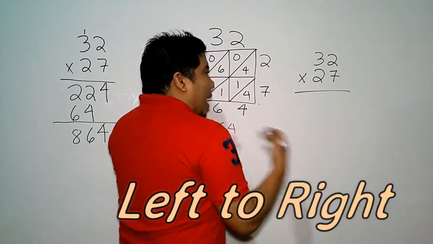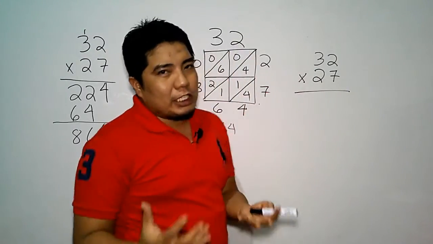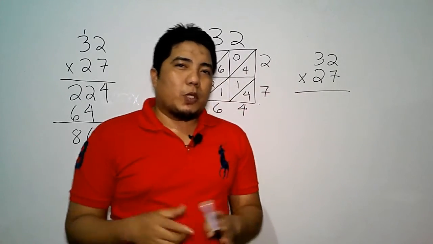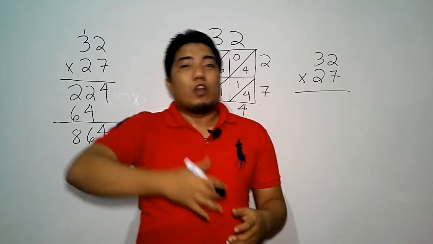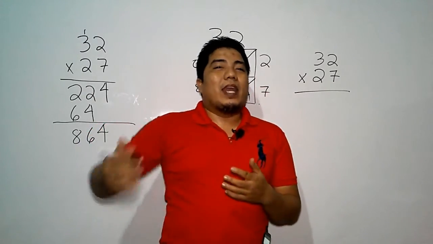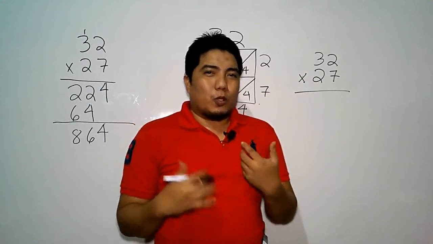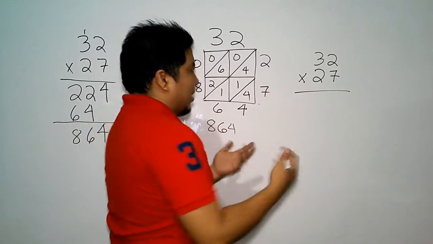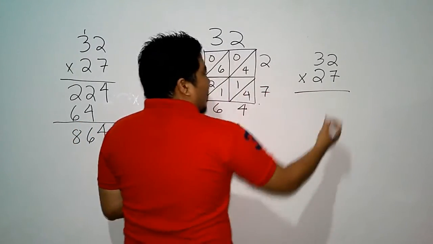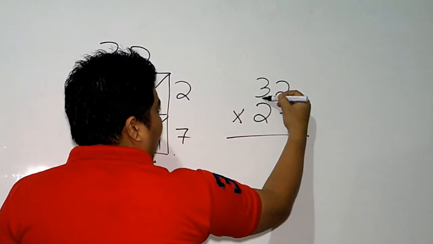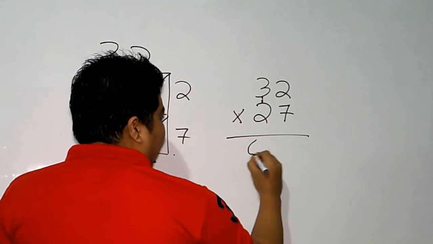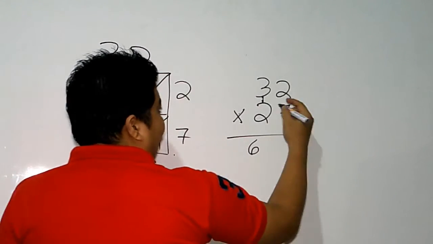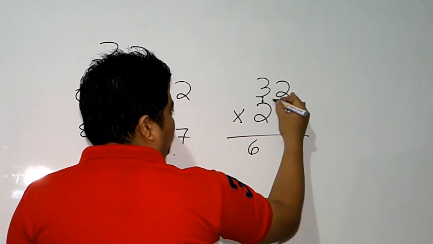Okay, so how do we do this? The technique here is very simple. What you will do is you multiply vertically and then cross multiplication and then vertically. Okay, so how is that possible, Sir Ash? This is the method. So first is we multiply this one. Okay, so that is 3 times 2. That gives us 6. We have the next is this one, cross multiplication.